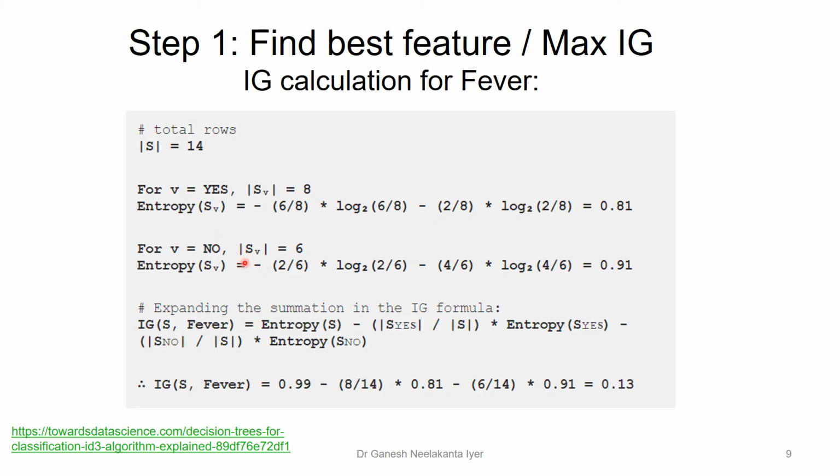So we can calculate the entropy for these two subsets, yes and no, and then calculate the information gain by taking the original entropy minus S yes divided by S times its entropy minus S no divided by S times its entropy. So the information gain for fever is 0.13.